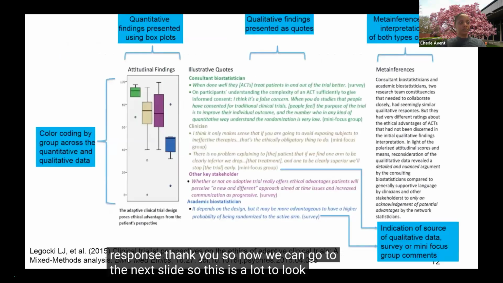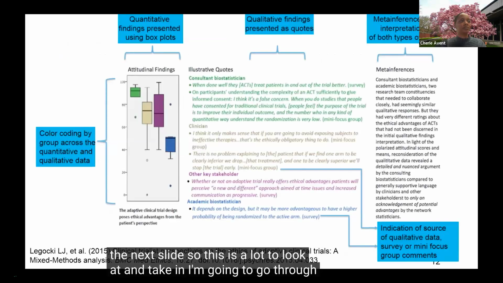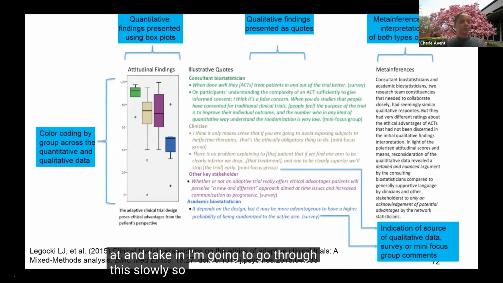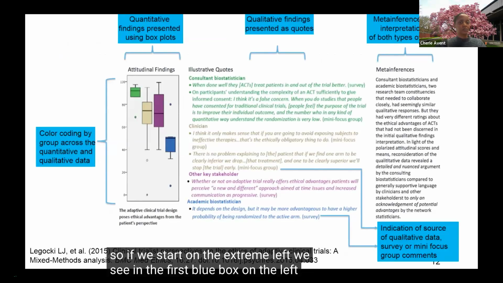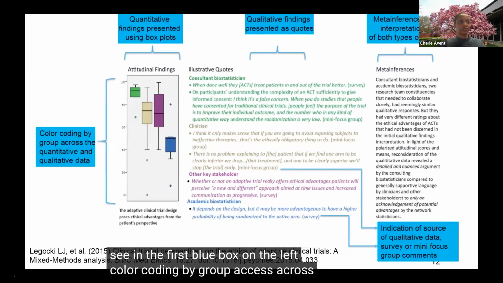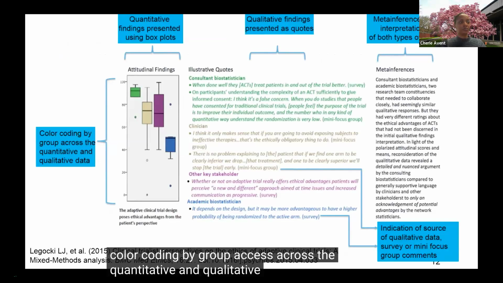So this is a lot to look at and take in. I'm going to go through this slowly. This is a joint display labeled with what the different components in a joint display are. If we start on the extreme left, we see in the first blue box on the left color coding by group across the quantitative and qualitative data.